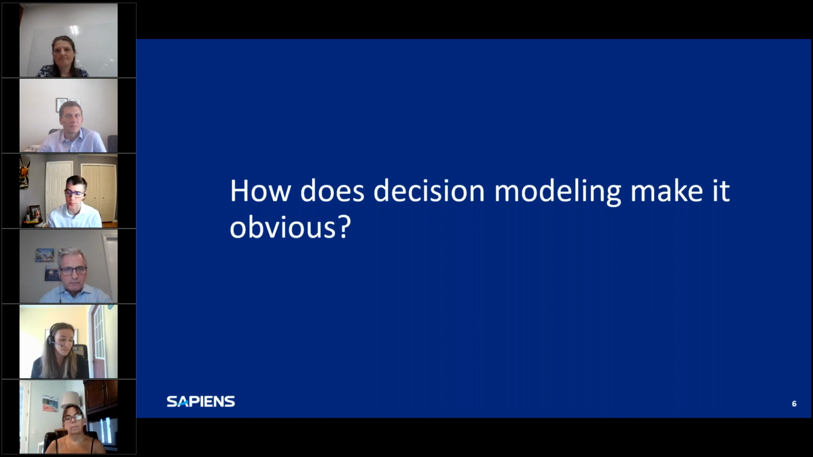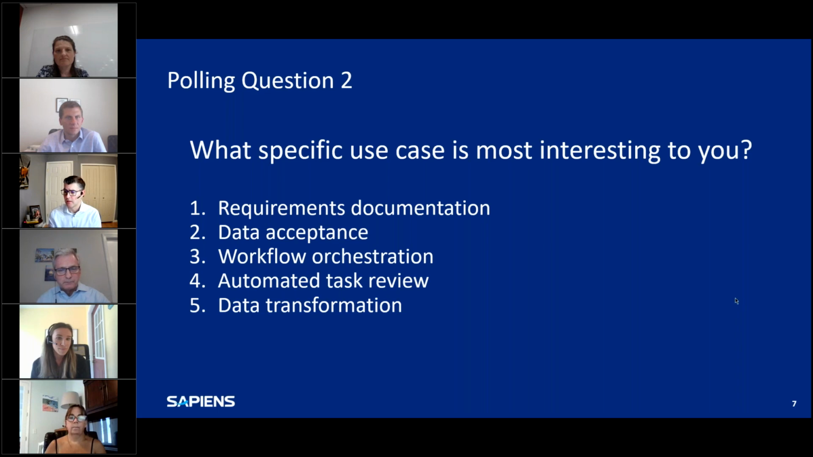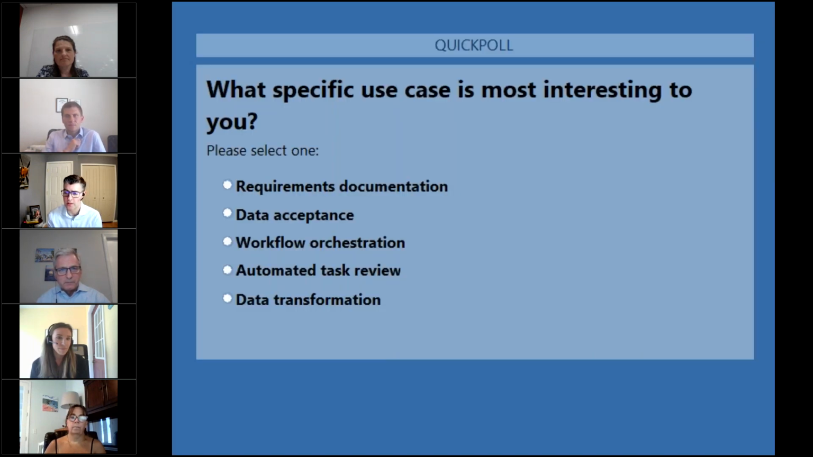I think that takes us to our second polling question. So we've talked about a few of these so far, perhaps even all of them, but what specific use case is most interesting to you? Back to our audience here. The scales are moving quickly, but at the moment, requirement documentation is the one that seems to be leading. We'll give just a bit longer here. Nearly 60% of the audience has voted, so I appreciate the interaction.